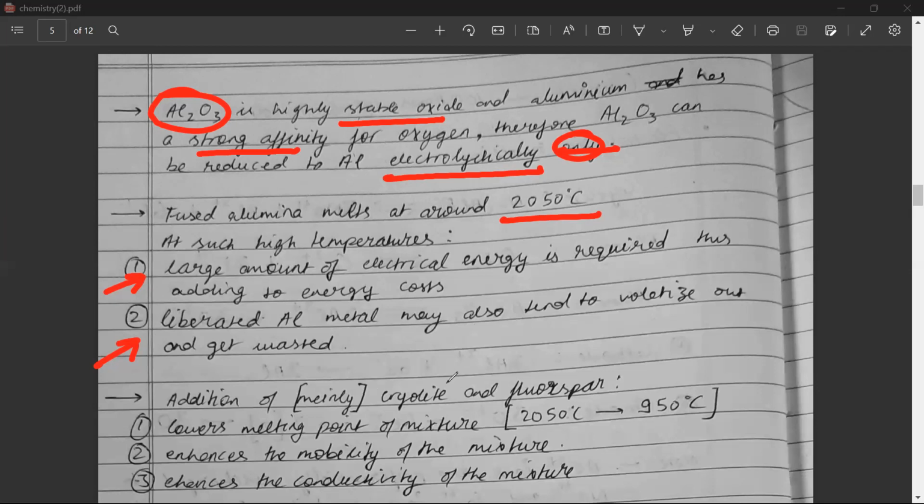And then we have the addition of cryolite and fluorspar, mainly cryolite. The first point is it lowers the melting point of the mixture from 2050 degrees Celsius to 950 degrees Celsius. It enhances the mobility of the mixture and enhances the conductivity of the mixture, because pure alumina is almost a non-conductor of electricity. Okay, so let's scroll down.